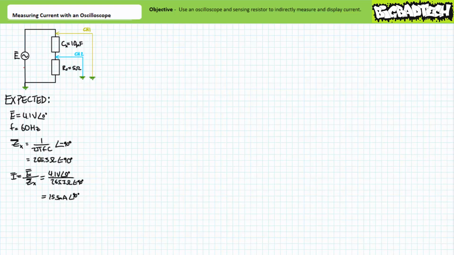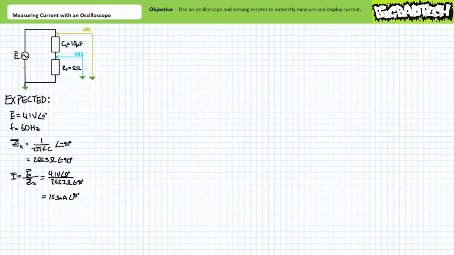Given these anticipated values, let's see if we can use a small sensing resistor in series with the capacitor to indirectly display current through it using an oscilloscope. Let's make use of a 5 ohm sensing resistor. Think about it. An additional 5 ohm resistor in series with an impedance with a magnitude of 265.3 ohms doesn't really change the total impedance all that much. We could do the calculations, but let's just ignore it.